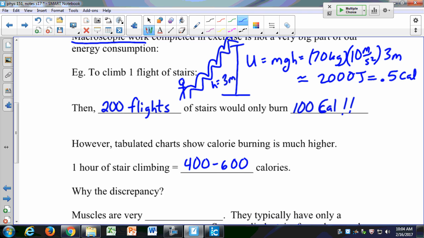If I climb 200 flights of stairs, the amount of energy that I would need is only 100 calories. But why, if I climb 200 stairs, does my body actually burn not 100, but 400 to 600 calories? Any idea?